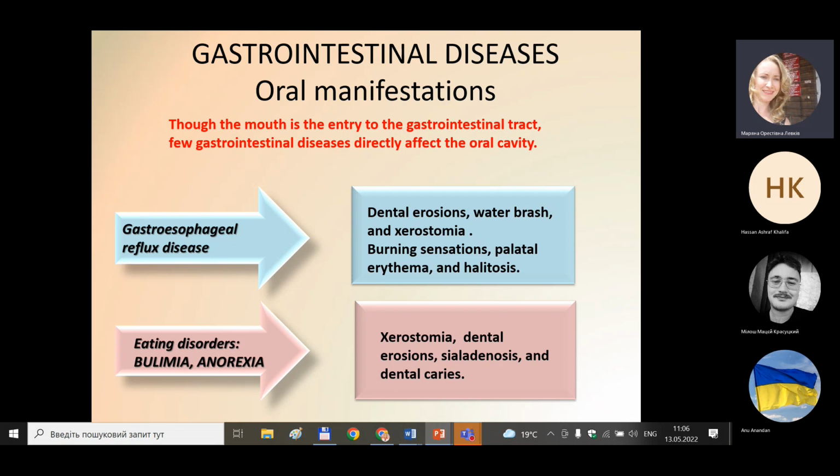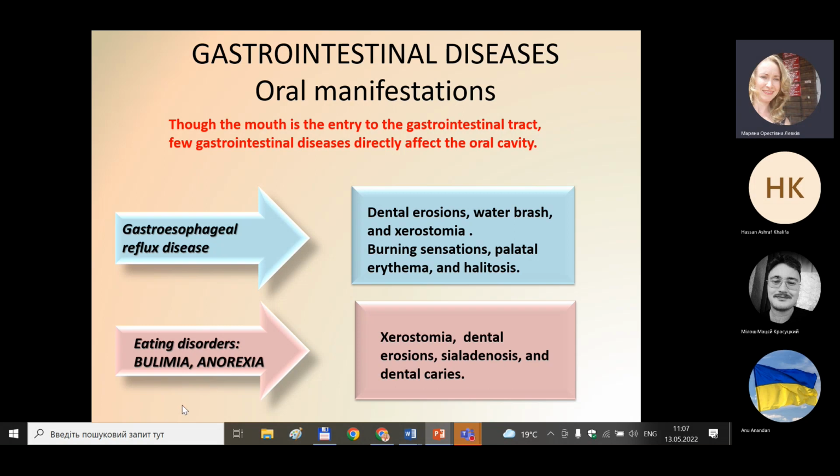Gastrointestinal diseases and their oral manifestations. Though the mouth is the entry to the gastrointestinal tract, few gastrointestinal diseases directly affect the oral cavity. For example, gastroesophageal reflux disease can be manifested in the oral cavity with dental erosions, water brash, cysts, xerostomia, burning sensations, palatal erythema, and halitosis.